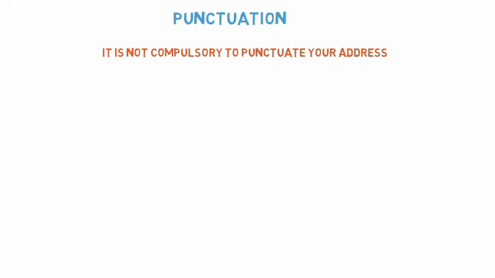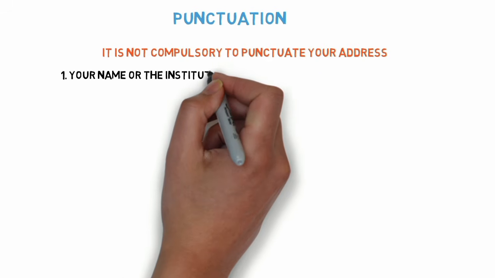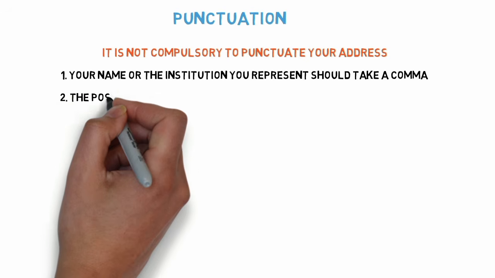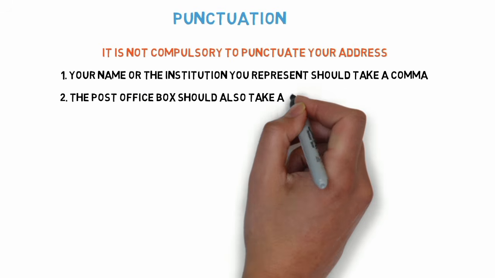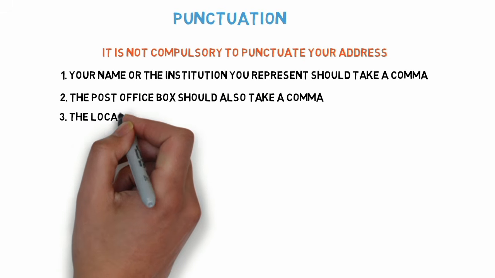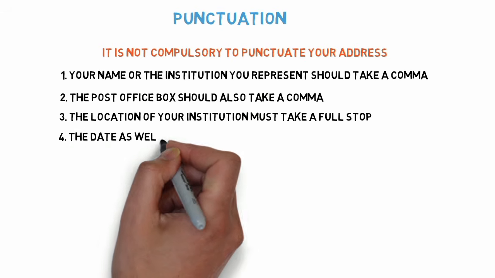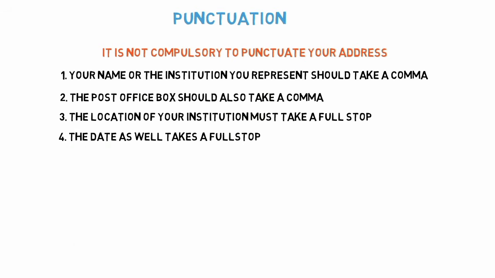In punctuating your address, your name or the name of the institution you attend or work for must take a comma. The post office box must also take a comma. The place where the institution is located takes a full stop, and the date as well takes a full stop. So in all, we have two commas, two full stops. Take note that the date is not part of the address.